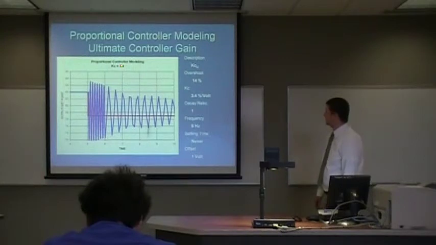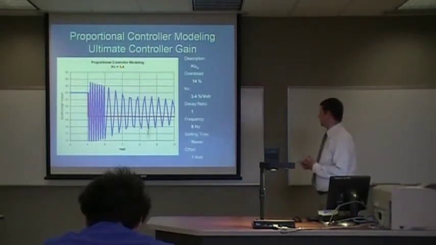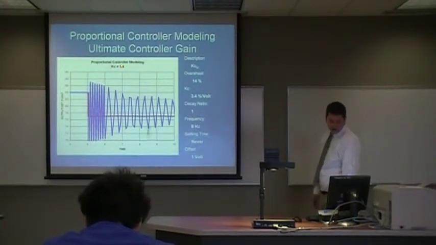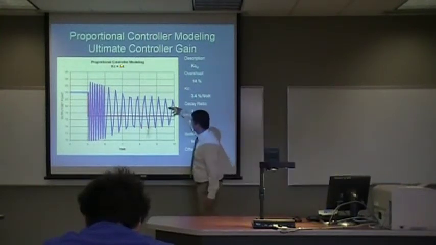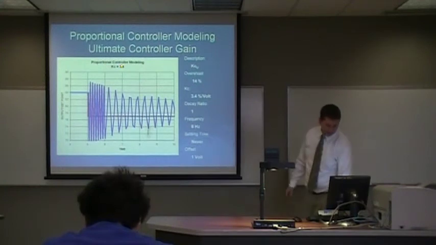Then we get to the ultimate controller gain modeling. Kc value about 3.4% to get this type of graph. Decay ratio 1, 8 hertz frequency roughly. Never settles. For the offset, assuming that it's oscillating around this point here, so in the midline of the oscillations, offset about 1 if we averaged it out.